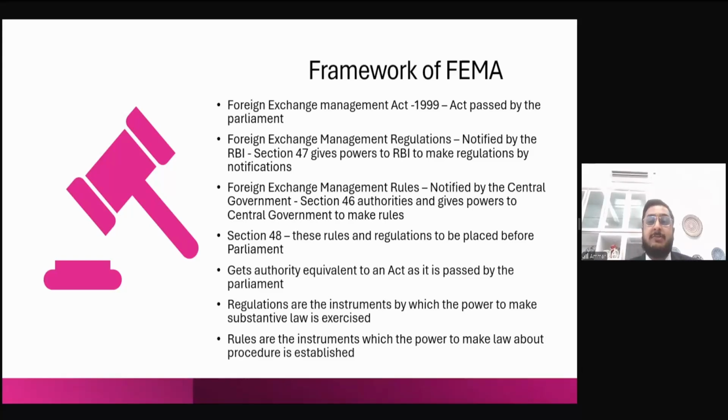Then there are the Foreign Exchange Management Rules. These are notified by the central government, which has the power to make rules. Rules are instruments which give the power to make law about the procedure. So rules take care of the procedure, and regulations take care of the substantive law. According to me, even if we read the latest rules, the latest regulations, and the latest directions, we should be on a good track.